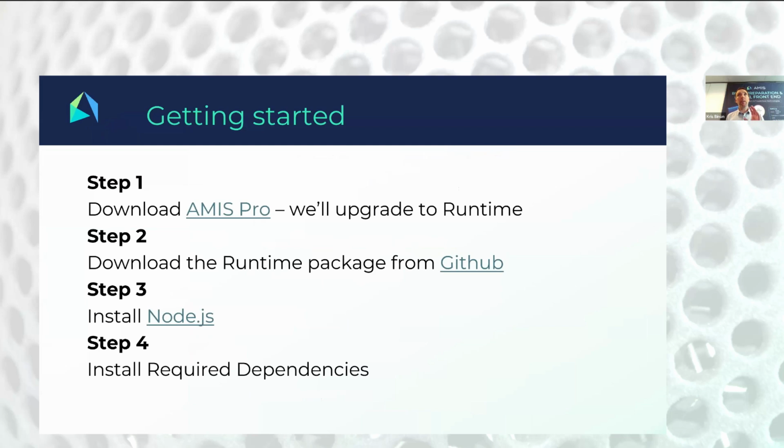There's only 4 steps. We got a PDF ready, which I will actually send tomorrow together with the presentation details. So you will get that in your inbox tomorrow. But basically, it's 4 steps. You need to get AMIS Pro. We'll upgrade it to runtime for you. You need a package which is available on GitHub. You have to install Node.js and a few dependencies, but that's all neatly set in this PDF, which we will send you then.